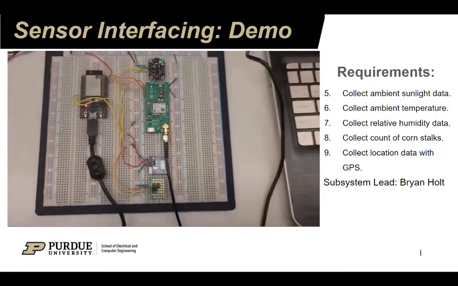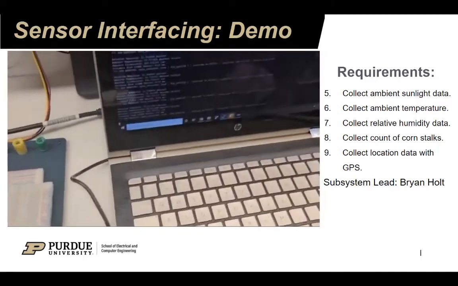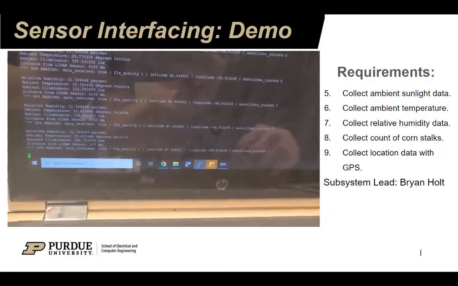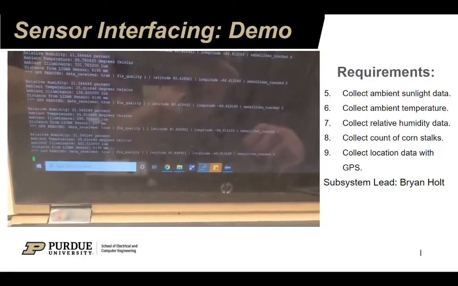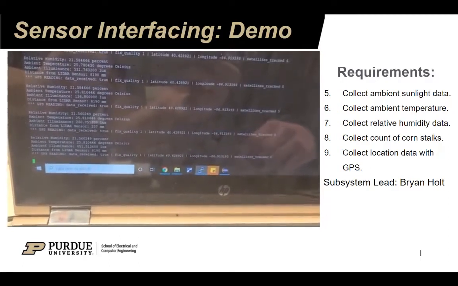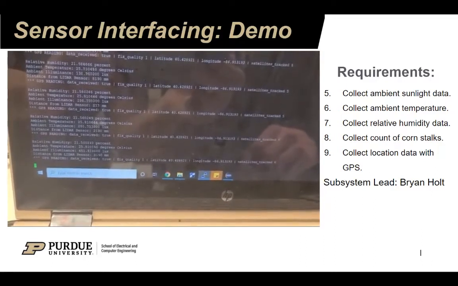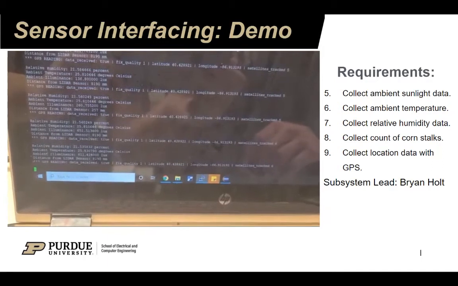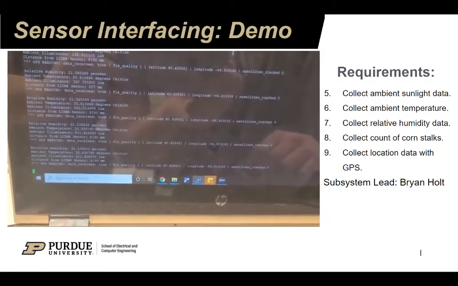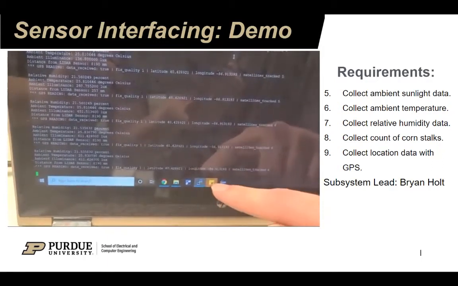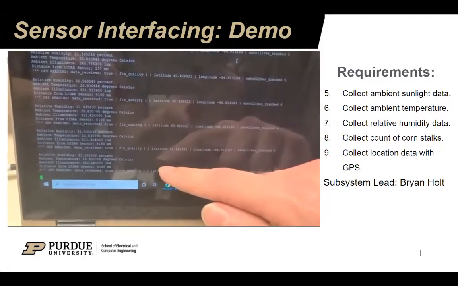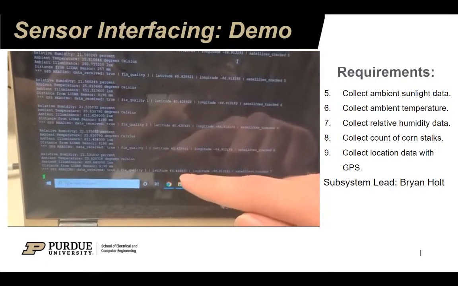So if we look at the output over here, I'm connected to the ESP32 through serial communication, and I'm setting it up to ping all of these sensors on a 5-second interval. So it's collecting data which is being continuously updated. You can see the latitude and longitude data here, the relative humidity, ambient temperature, and distance from the LiDAR.